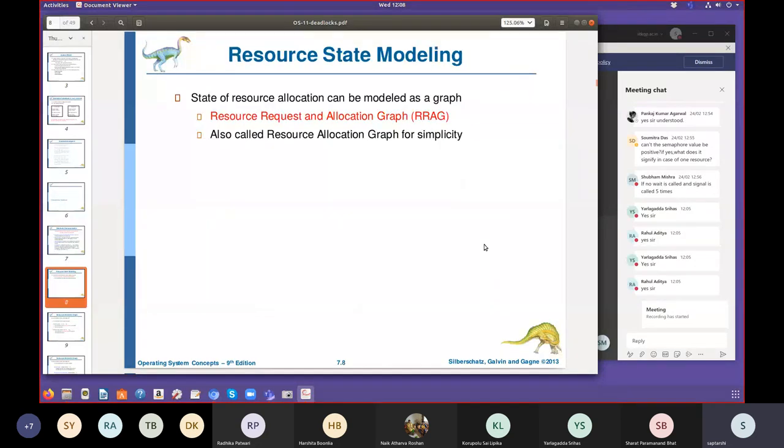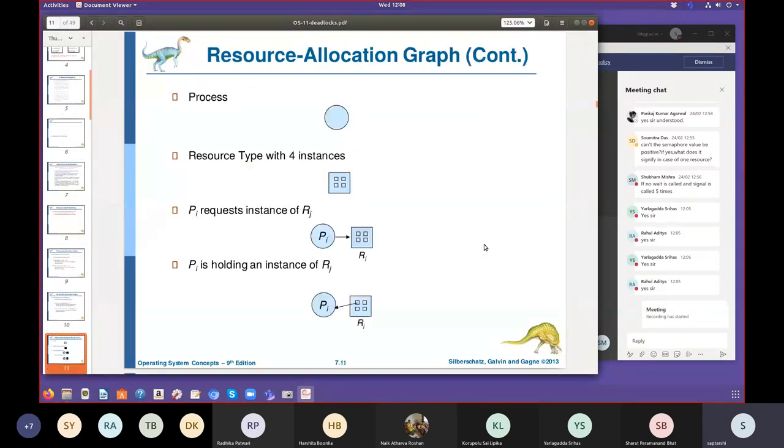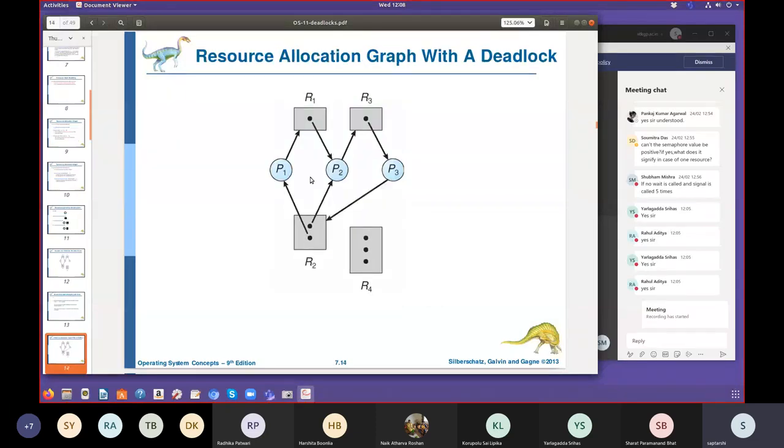Then we discussed another way of characterizing deadlocks, which is through a graph. In this graph, the circles are the processes and the rectangles are different resource types, and the small dots are resource instances. A particular resource type can have only one instance, like R1 and R3 here, or many instances, like R2 has 2 instances and R4 has 3 instances. And we discussed these edges.